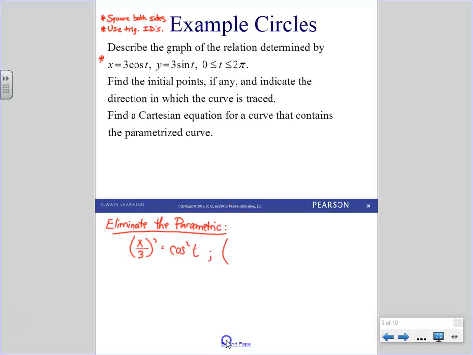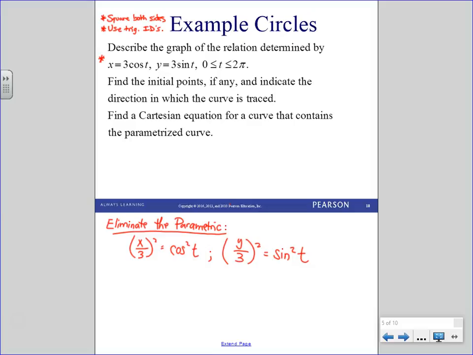For one equation, divide by 3. For the other equation, divide by 3. And here's the idea: get the trig by itself, square both sides, and then say, I'm allowed to add equations together, subtract equations, divide equations, as long as I do it to both sides.